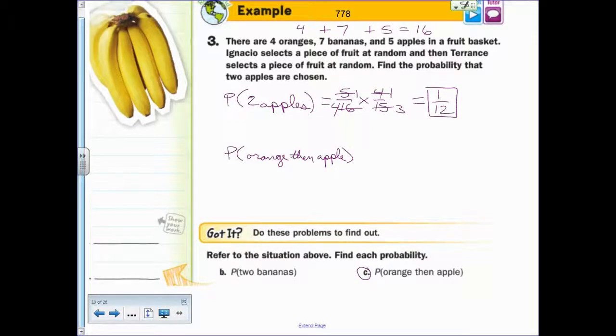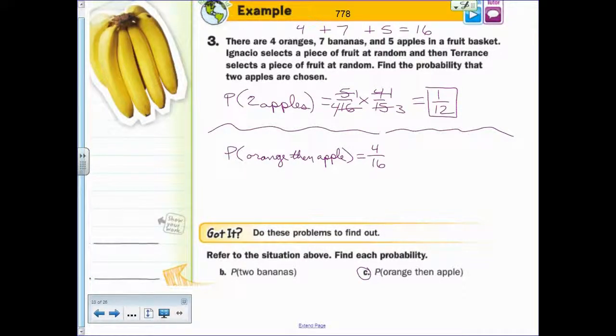What is the probability of picking an orange out of the basket? Well, we know that there are 16 pieces of fruit in the basket to begin with. So we're starting over. The basket is full again. There are 16 pieces of fruit in the basket, and of those 16, 4 of them are oranges. So the probability of picking an orange is 4 out of 16.